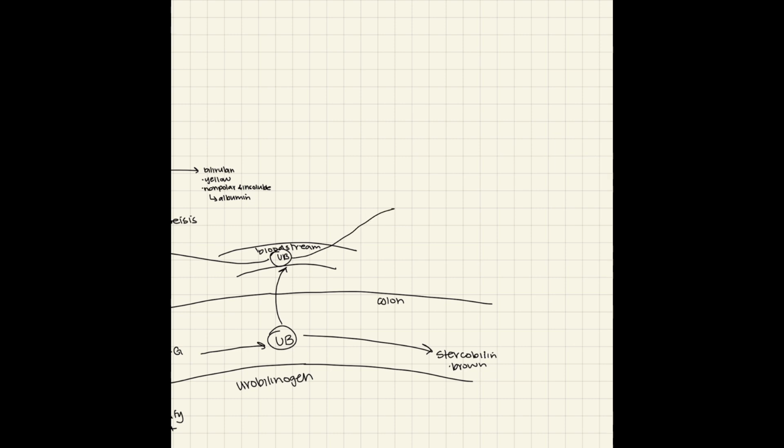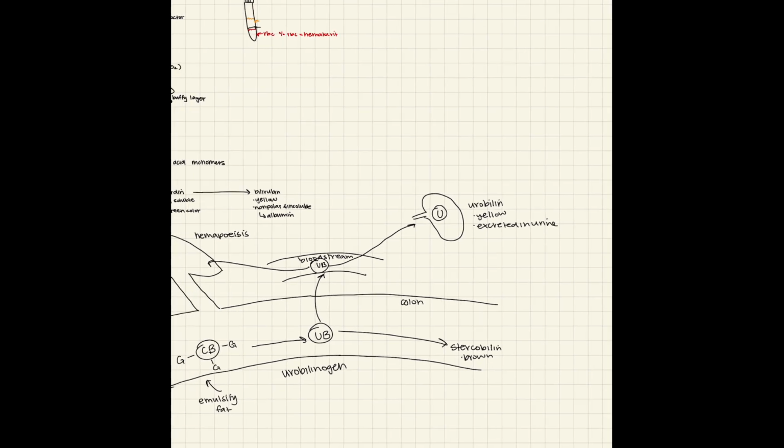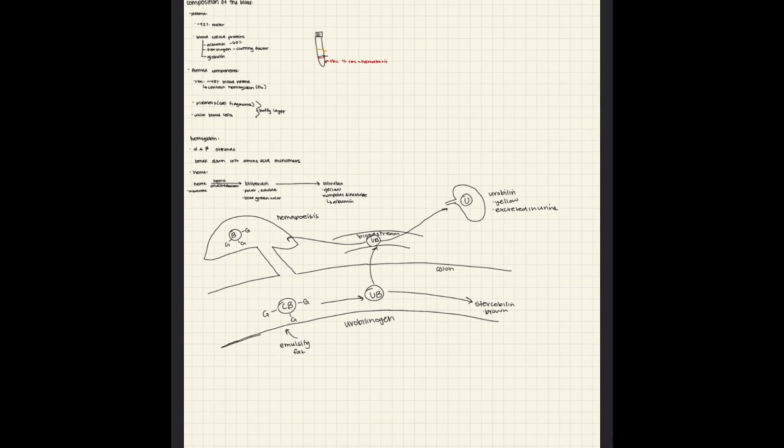Or this urobilinogen can go to the kidneys. And in the kidneys, we break it down into urobilin. And urobilin has a yellow color, and it is excreted in the urine. So that's the other way that we can fully excrete bilirubin, which is the end waste product of heme. So to get fully rid of heme, we have to go through this whole process, including our liver, our small intestine. It can go through our colon or through our kidneys.